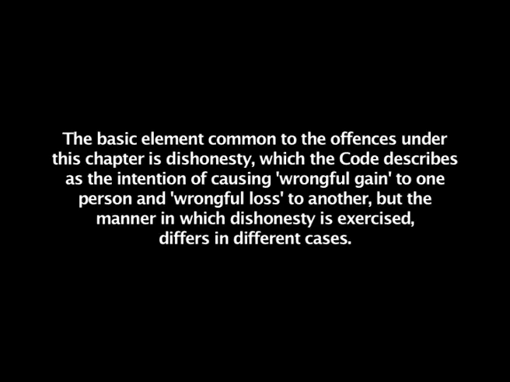Offences against property is the second longest chapter, consisting of 85 sections. The basic element common to the offences under this chapter is dishonesty, which the code describes as the intention of causing wrongful gain to one person and wrongful loss to another, but the manner in which dishonesty is exercised differs in different cases. Hence, the offences have been classified into various categories for a clear understanding of the different concepts involved therein.